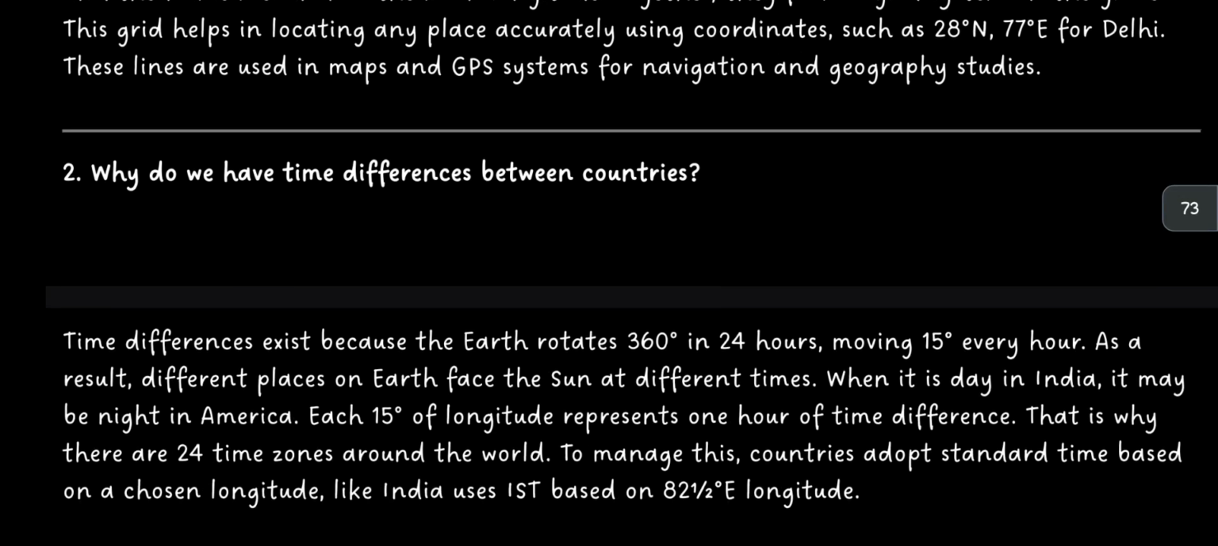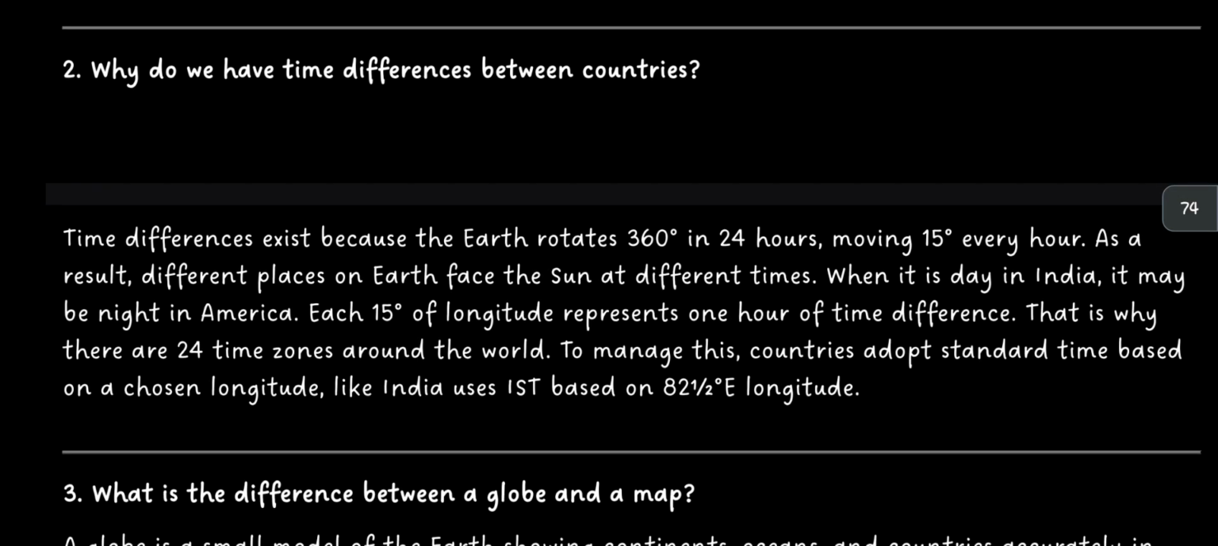Number 2. Why do we have time differences between countries? Time differences exist because the earth rotates 360 degree in 24 hours, moving 15 degree every hour. As a result, different places on earth face the sun at different times. When it is day in India, it may be night in America.